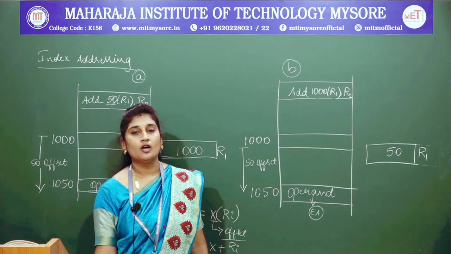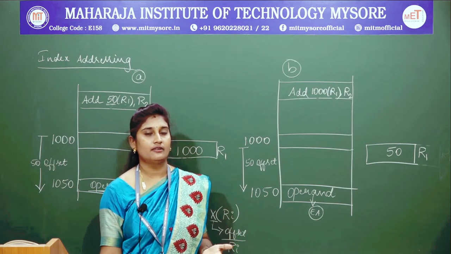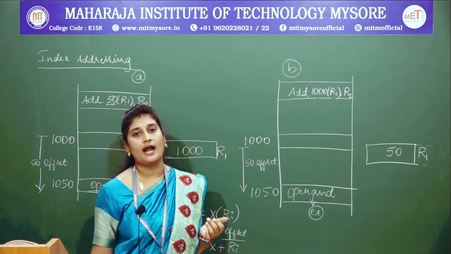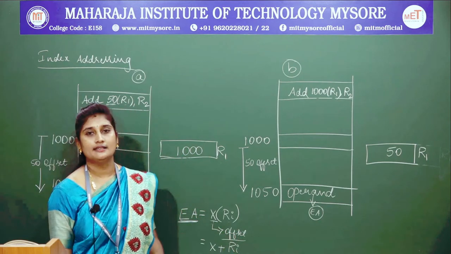So this is how the index addressing mode operates. It is the same as the indirect addressing mode, but the difference is that in index addressing mode you add a constant value, that is the offset or displacement.